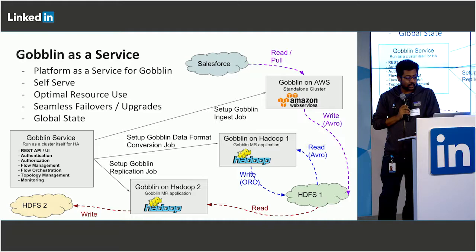So you can just do a self-serve and set up a job through Gobblin Service on the first instance, which is Gobblin running on AWS, reading from somewhere and writing out to HDFS. Then another job that would simply do a format conversion, another job that will replicate data. It would help you better make use of your resources, help you get a better global state of things, or just simply change your deployments behind the scenes without affecting the users.